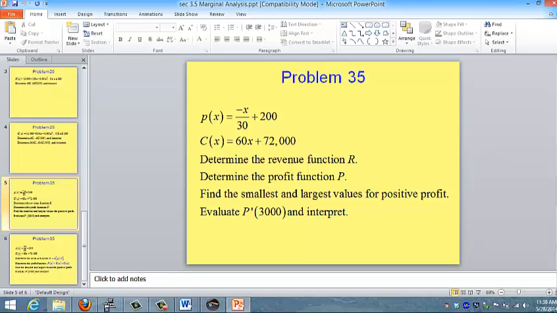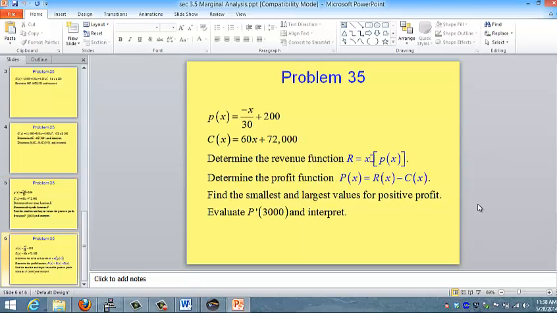So, here are some ideas I think that may help. The revenue function is going to be x times p of x. Does that make sense to you? Number produced times price. But then, notice what it asks me for. It asks me for smallest and largest values of positive profit. So you're going to have to write the profit function. Now, how did I do that? Revenue, which we just computed, minus costs.